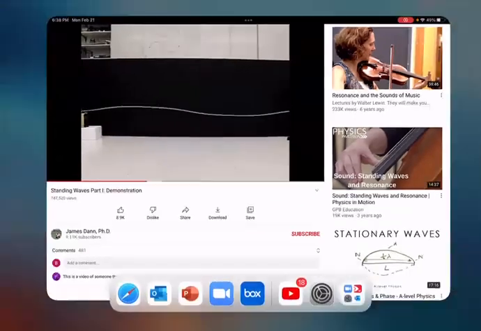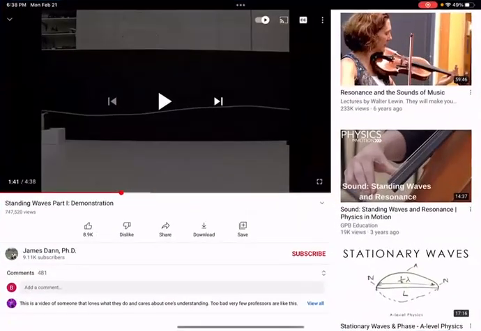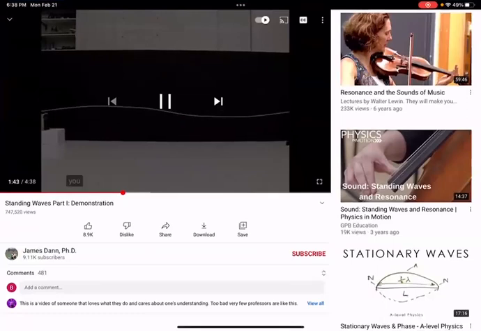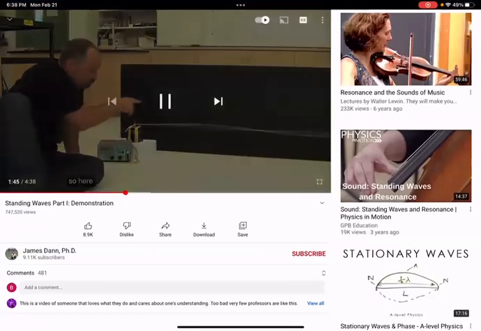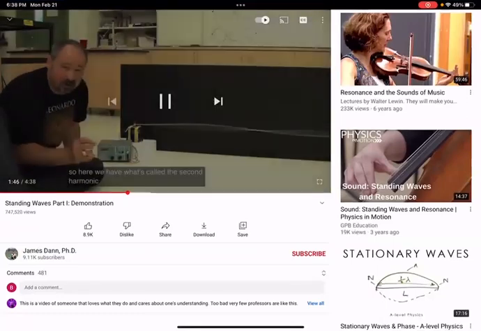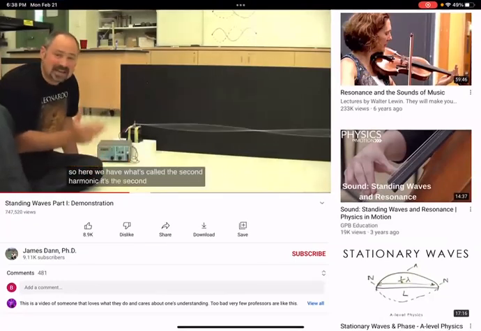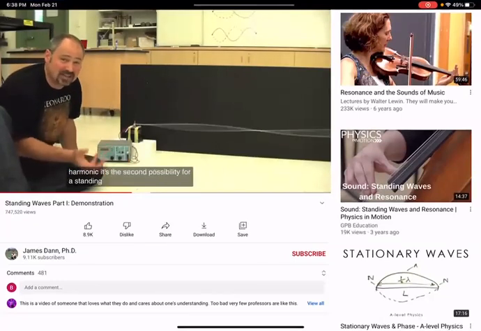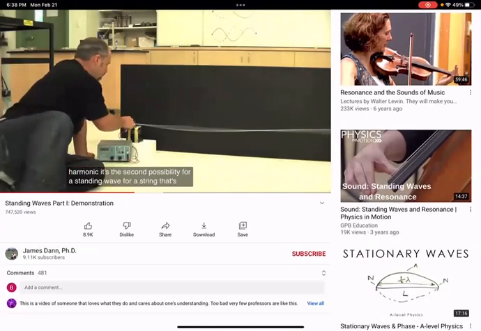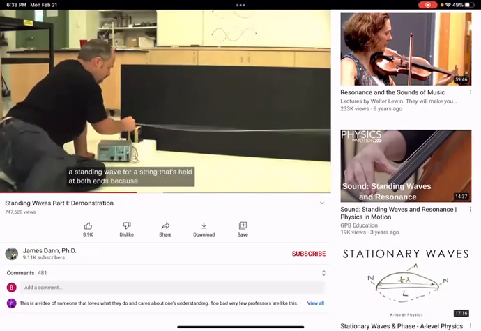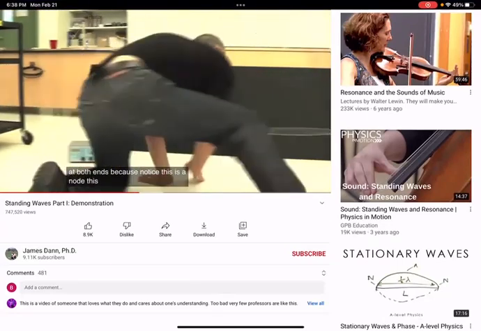Well, we've only got 5 minutes left. Here we have what's actually called the second harmonic, the second possibility for a standing wave for a string that's held at both ends. So I notice in this there's a node, a node in the middle, and a node. So we have 3 nodes for this wave.